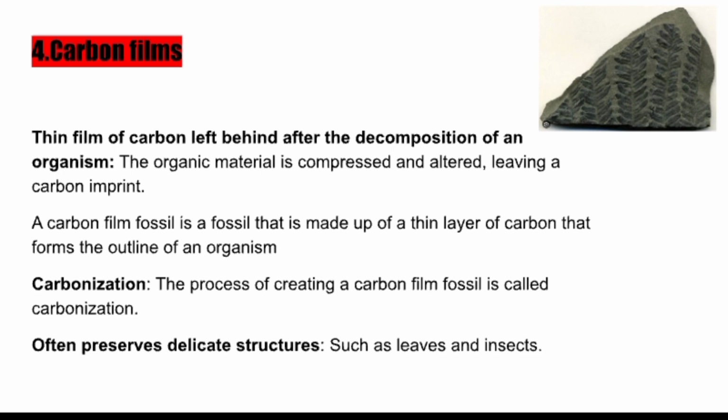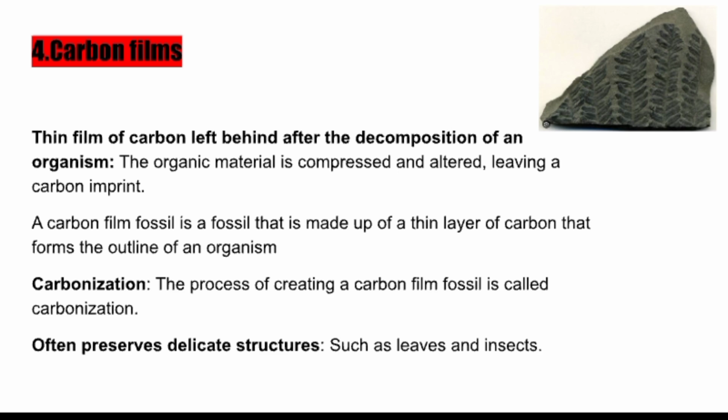So the fourth type of fossils is the carbon films. The carbon film fossil is the film of carbon left behind after the decomposition of an organism. The organic material is compressed and altered, leaving a carbon imprint. So it is a type of carbon imprint. A carbon film fossil is a fossil that is made up of a thin layer of carbon that forms the outline of an organism.